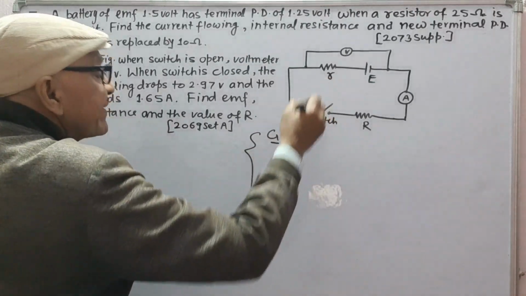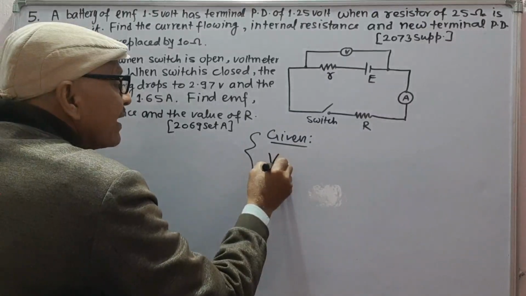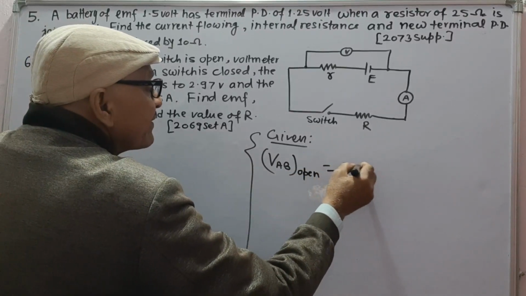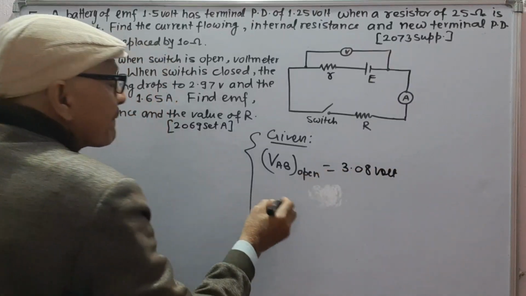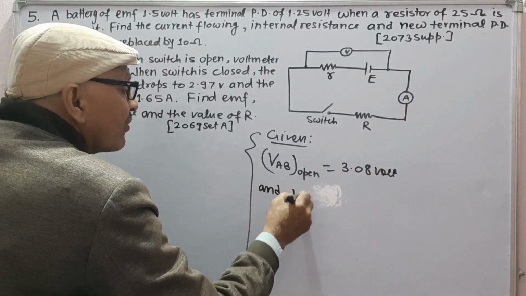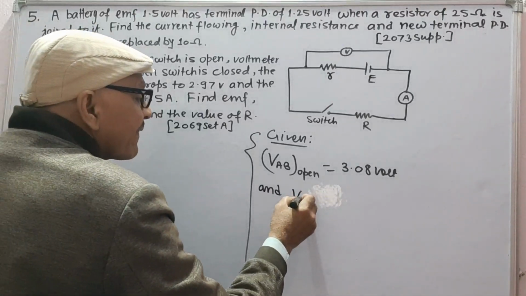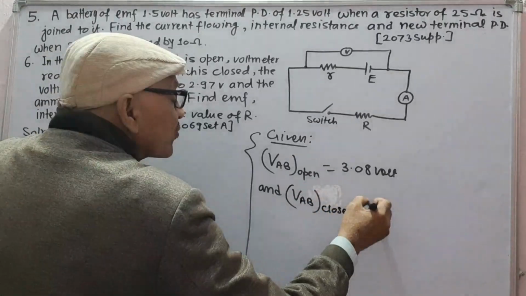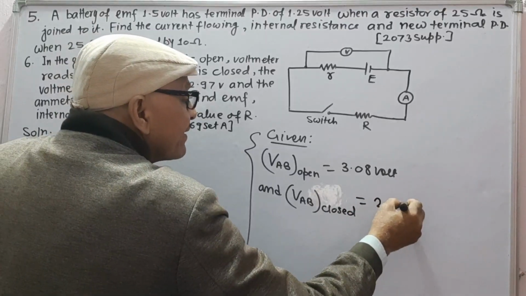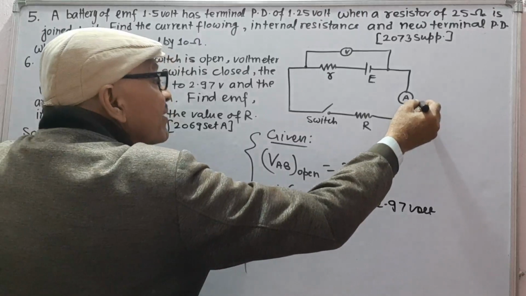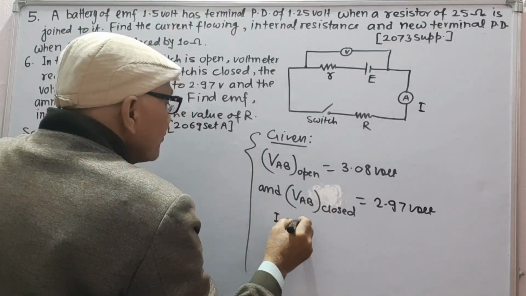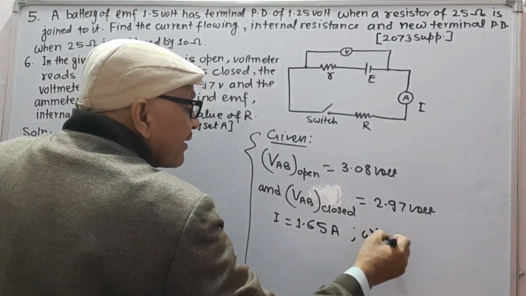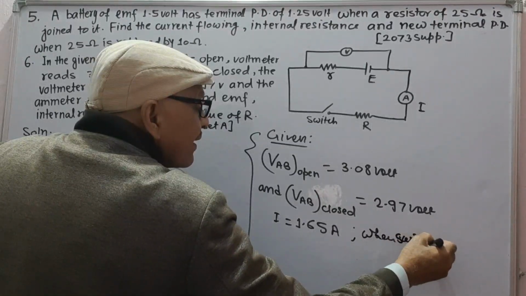Here given in this circuit, in open circuit VAB open is equal to 3.08 volt, and when switch is closed, VAB in closed circuit becomes 2.97 volt, and ammeter reads I is equal to 1.65 ampere when switch is closed.